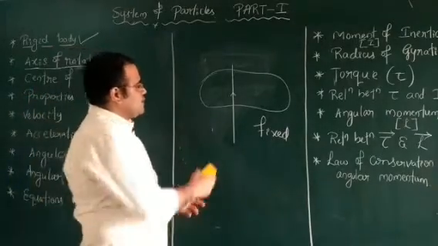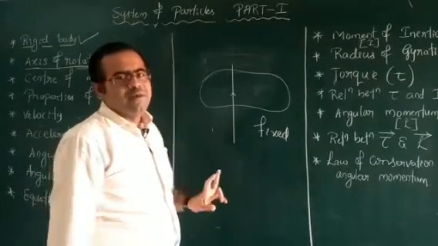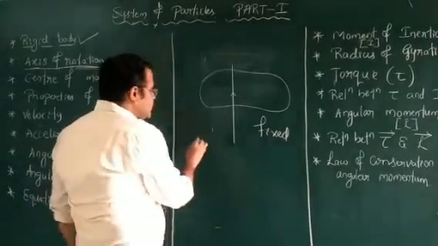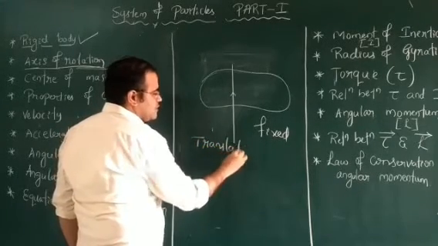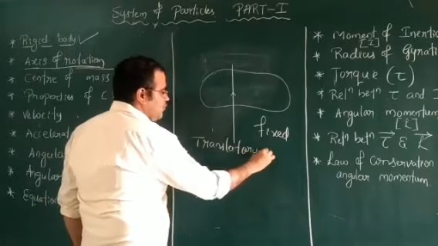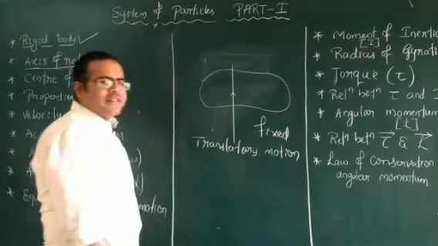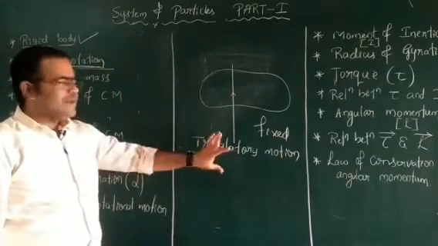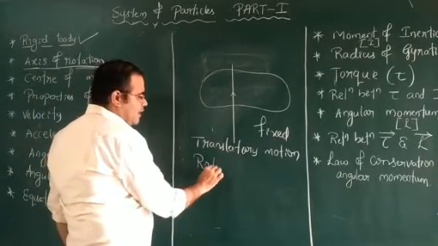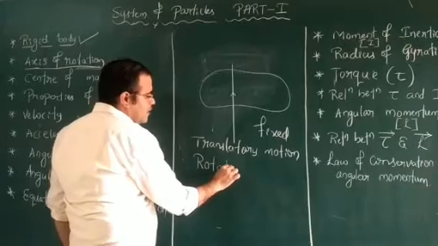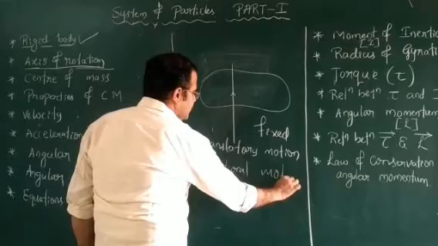Now, if I consider this as an axis of rotation, there are two possibilities of motion. The first type of motion we consider is translation, or translatory motion. The first type of motion of a rigid body is given by a translatory motion. And the second type of motion of a body is given by a rotational motion, the rotational motion of a rigid body.